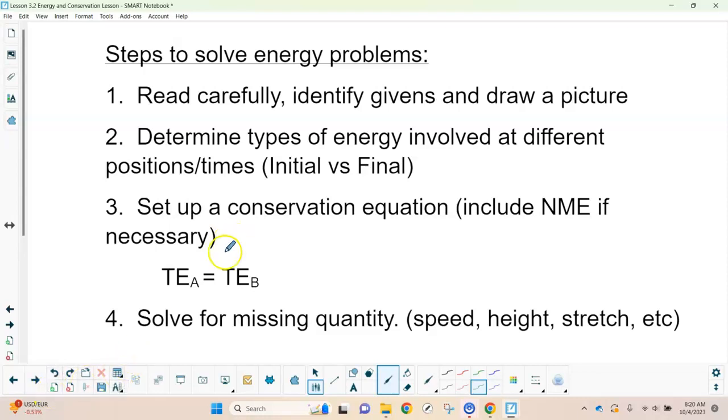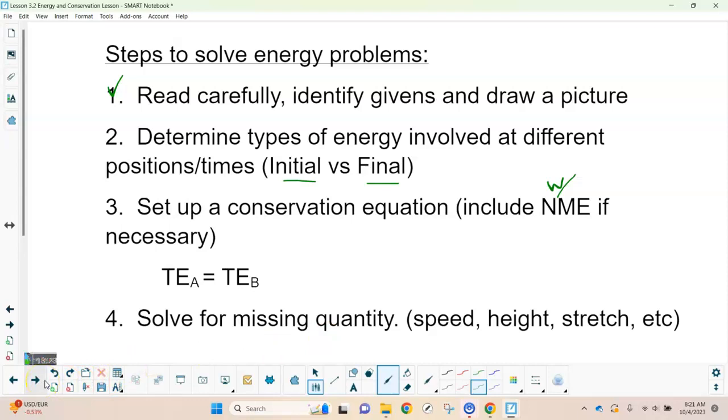So it says, when you're solving energy problems, you want to read carefully. That's always important. Identify your givens, draw a picture. That's the first step in pretty much every physics problem we do: get a visual and an idea of what's going on. Determine the types of energy involved at different positions or times, initial and final, whatever 2 points you're comparing, point A, point B. You're going to set up a conservation equation, and it says include non-mechanical energy or work if necessary. And then you're going to solve for whatever's missing: speed, height, the stretch, whatever they actually ask for in the problem.